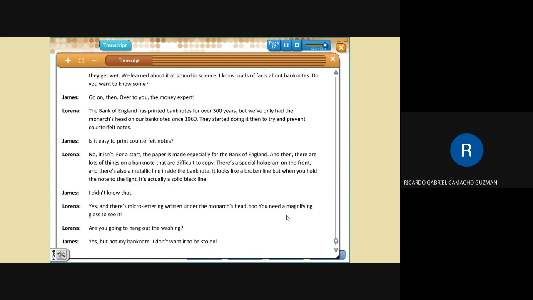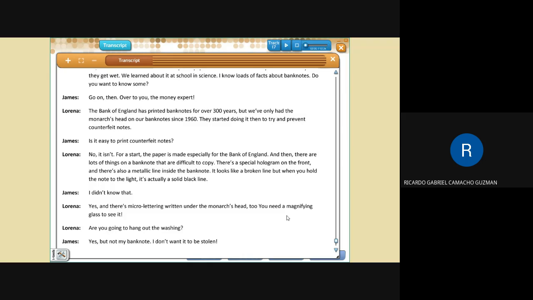Yes, and there's micro lettering written under the monarch's head too. You need a magnifying glass to see it. Are you going to hang out the washing? Yes, but not my banknote. I don't want it to be stolen.